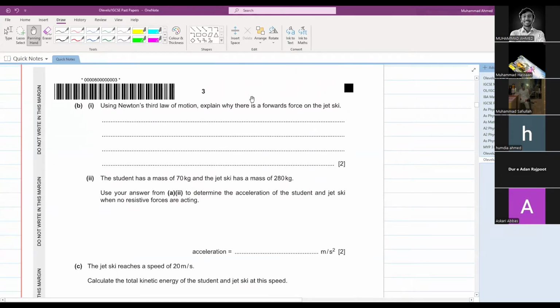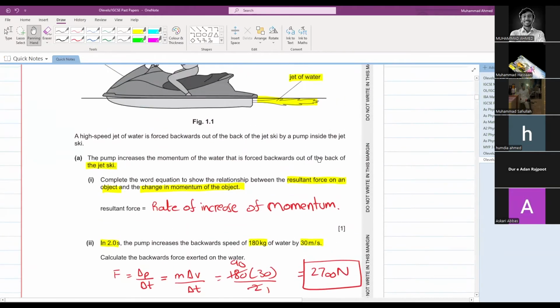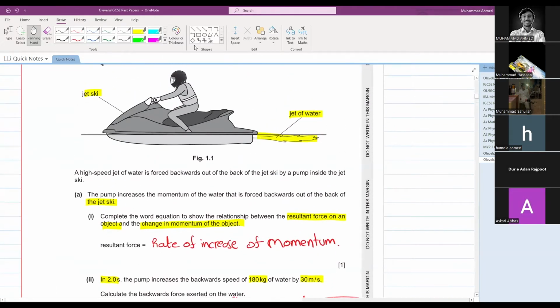Use Newton's third law of motion. Explain why there is a forward force on the jet ski. Okay. बेटा ये मोमेंटम चेंज करने की वजह से due to the change in momentum of this backward water there is a backward force here. Perfect. Now according to Newton's third law, every action has an equal and opposite reaction. So backward force का क्या होगा? एक equal and opposite forward force.